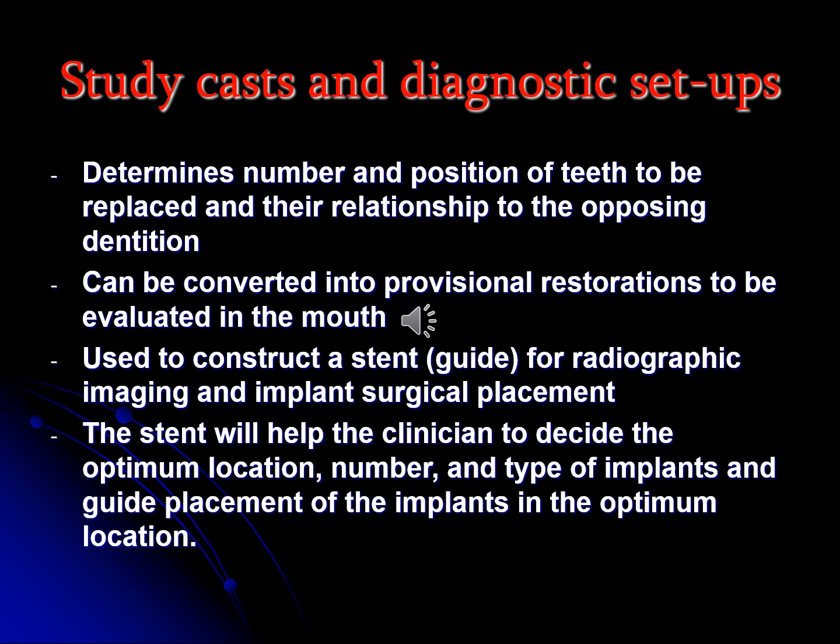After that, the same radiographic stent can be converted into a surgical stent. We can use this surgical stent to guide the drills during the implant placement procedure, the drilling to prepare the site of our implant. The surgical stent will help the clinician decide the optimum location, the number and the type of implants, and guide the placement of the implant in the optimum location.